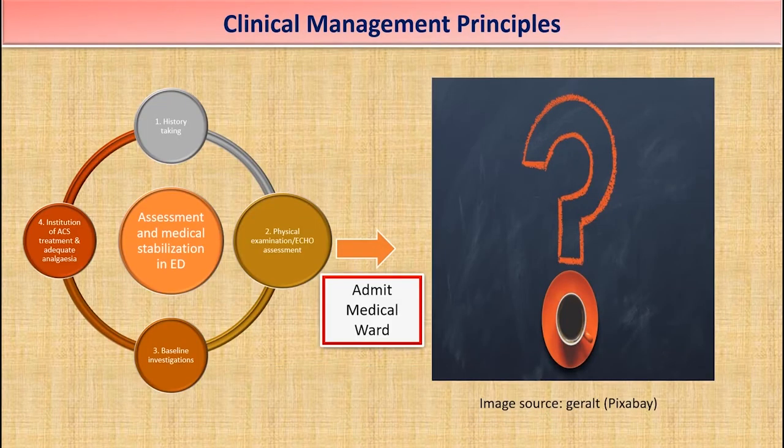Finally, we come to the main crux of the lecture today, which is to talk about how to optimize a patient's ACS treatment. The focus of the lecture today will be what to do after the patient is admitted to medical ward, but I can just briefly touch on what would commonly happen when patients first arrive in our emergency department. First of all, you take a good history, examine the patients. You also do an echo assessment in the emergency department. You send baseline investigations. Then you will always need to institute the ACS treatment in the emergency department itself before admitting to medical ward.